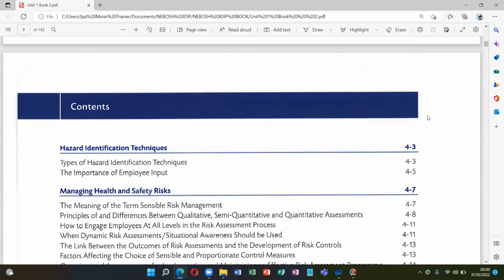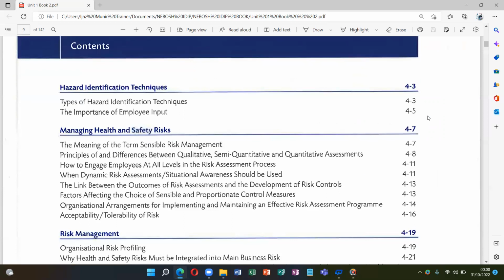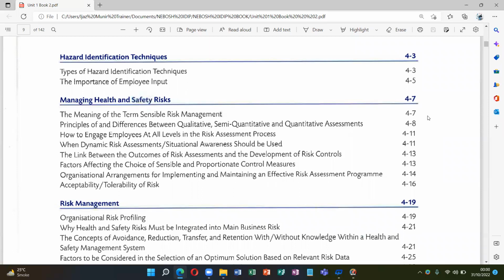4.1 Hazard identification techniques. 4.3 Types of hazard identification techniques. 4.5 The importance of employee input. Managing health and safety risks.